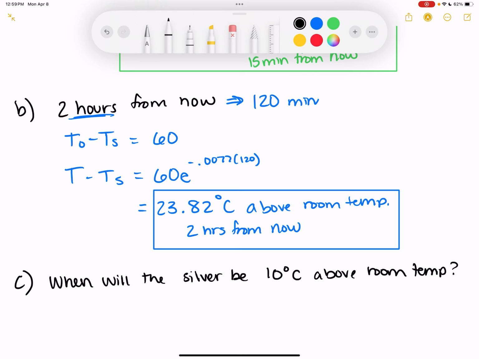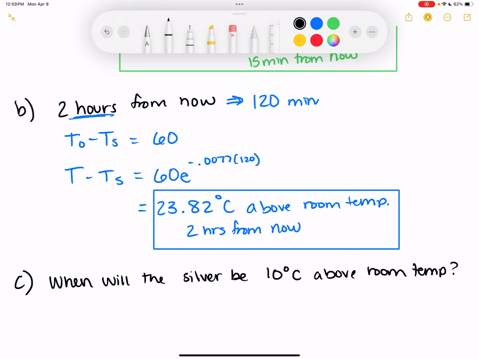So now, I don't have the time. That's what I'm trying to find, how many minutes it is going to take to get there, because I still need to be in minutes. If you started in hours, we would have seen it in hours. So, when will the silver be 10 degrees Celsius above room temperature?